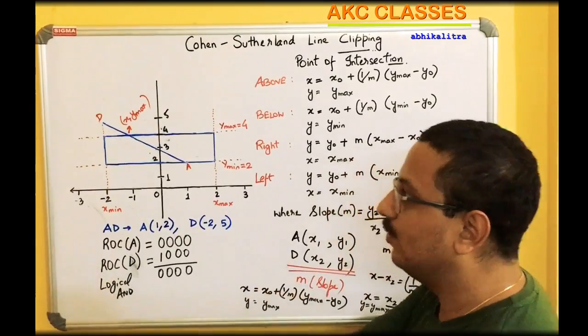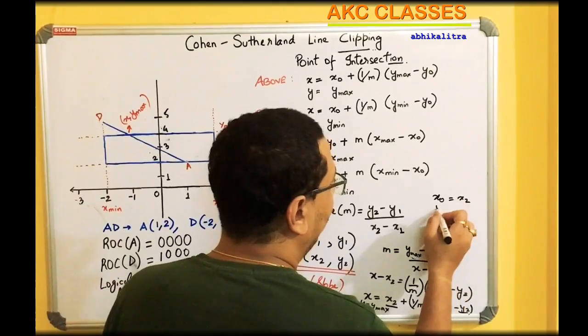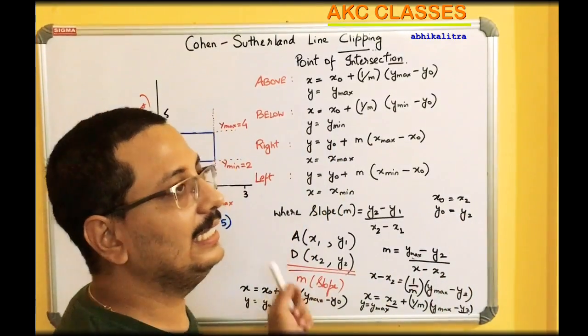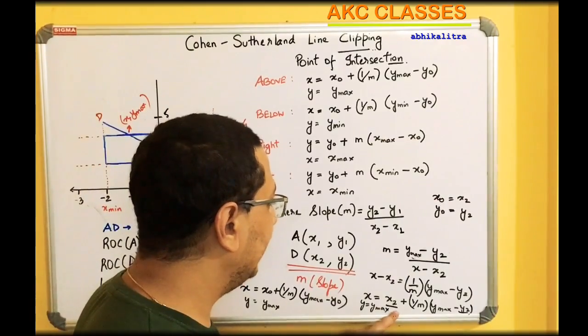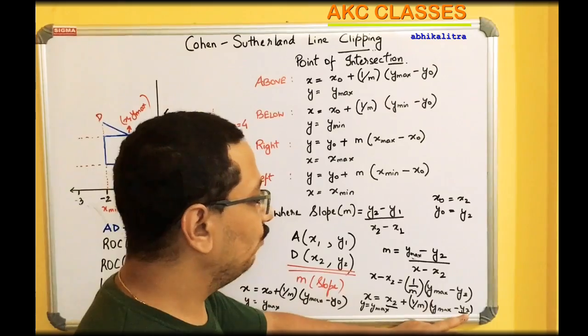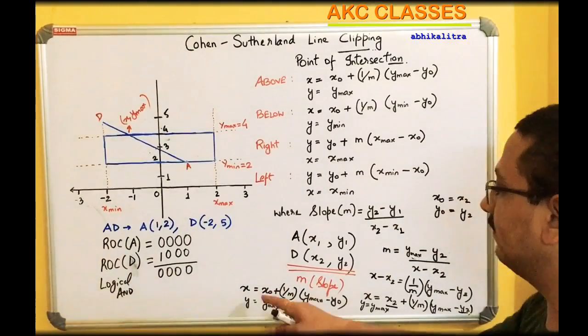That means we have just done x0 equals x2 and y0 equals y2. This only has been done and nothing else. What we have done is that in place of x2 we have put x0, and in place of y2 we have put y0. In this way we are going to find out the equation of the line x.